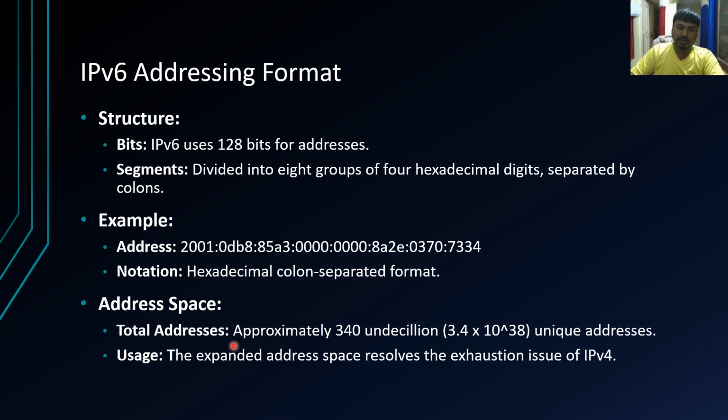Now the address space. The total is approximately 340 undecillion, which is 3.4 times 10 raised to the power 38 unique addresses. Then usage. The expanded address space addresses the exhaustion issue of IPv4.